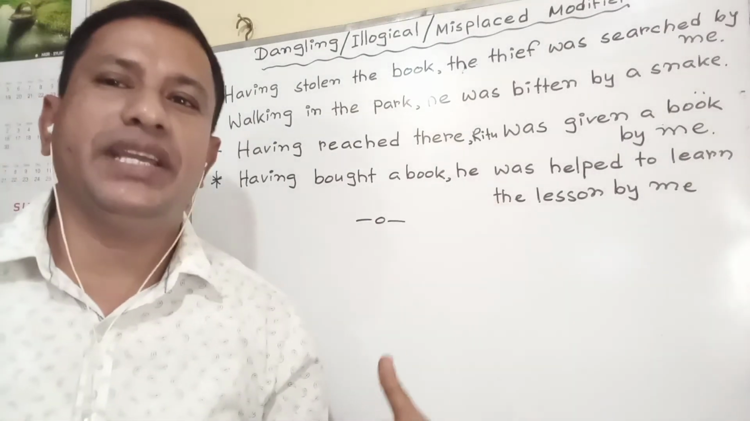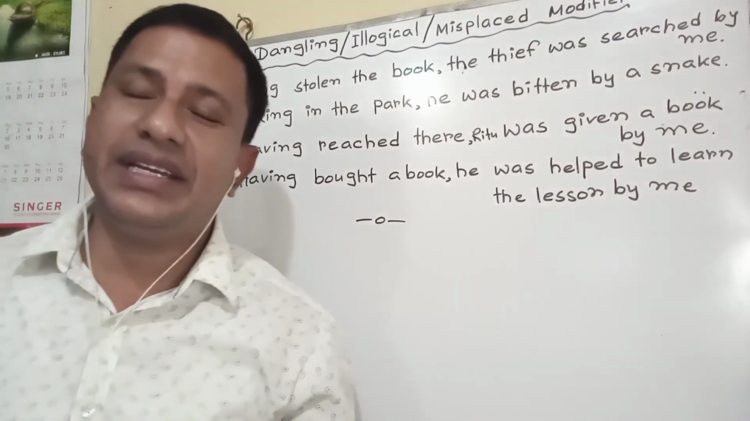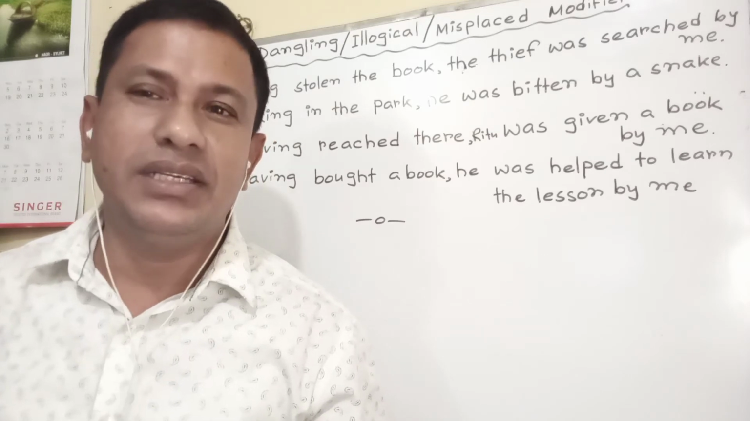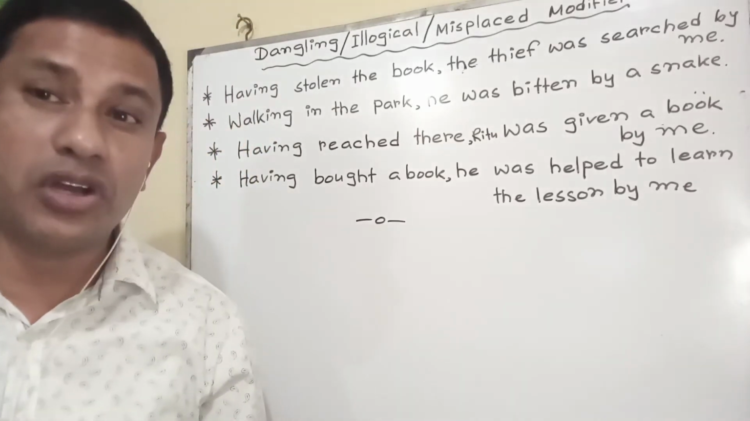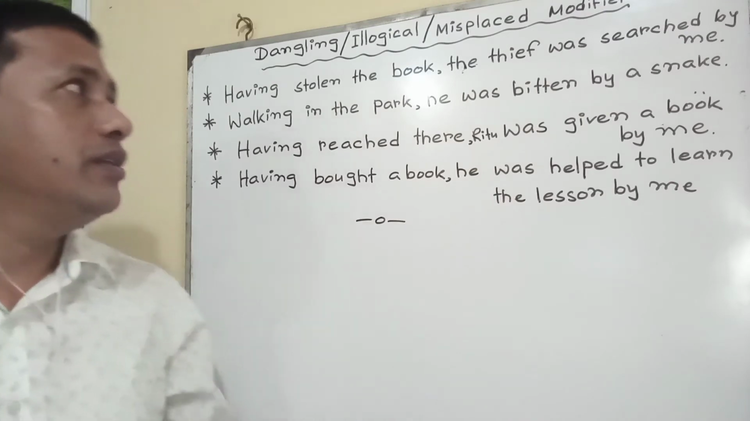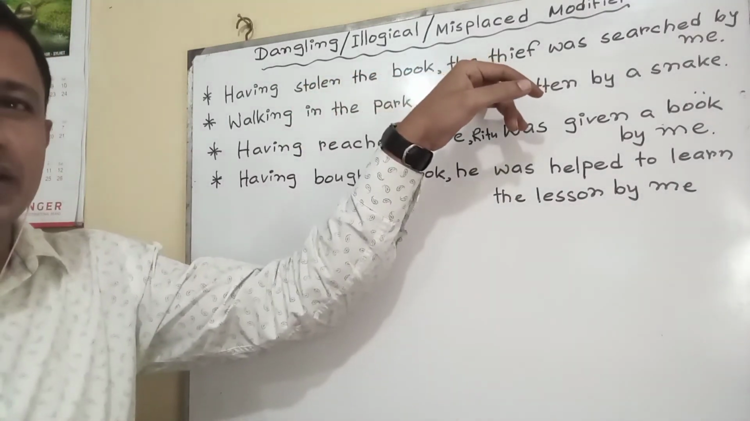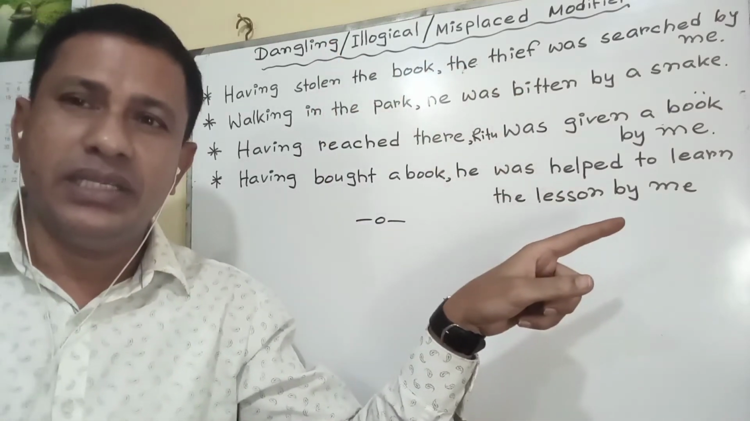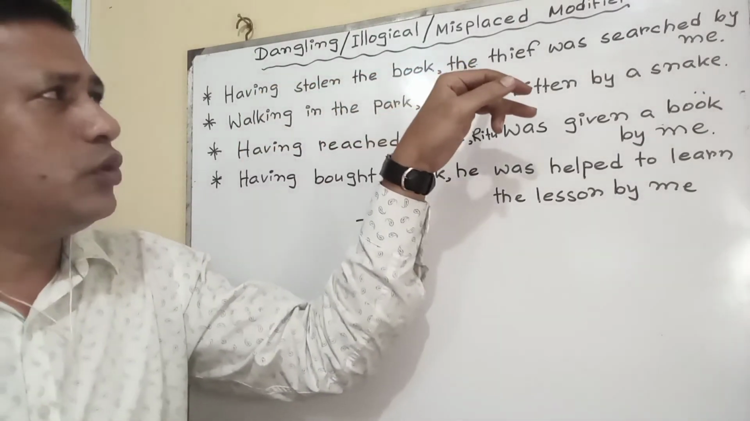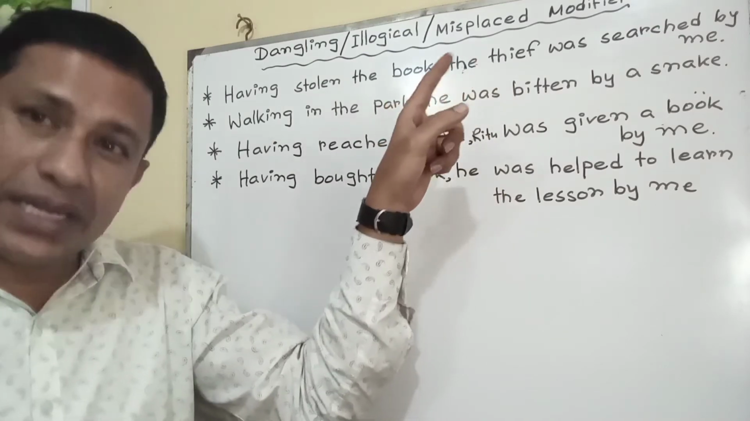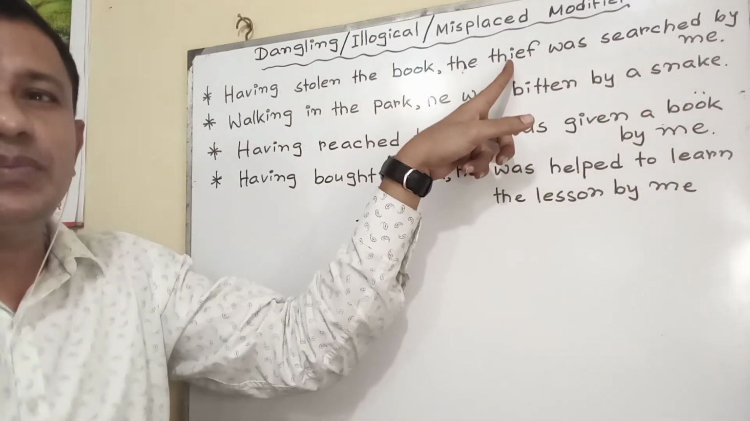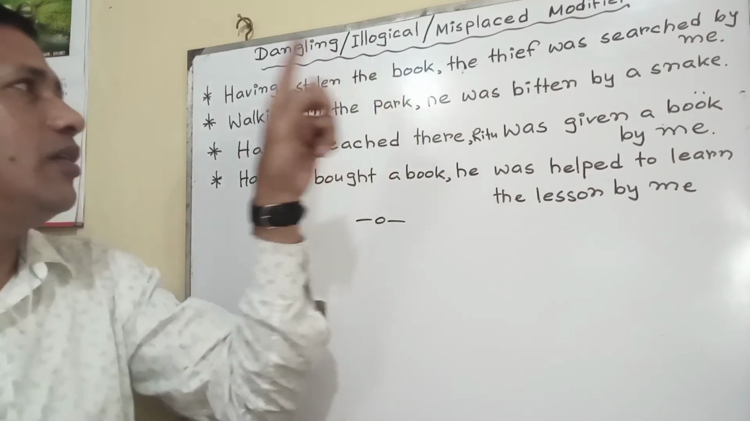That's all. I would like to repeat it again. What is a modifier? A modifier is a word or phrase or clause that modifies another word or phrase or a clause. What is a dangling, illogical or misplaced modifier? When you see that a modifier placed beside a subject doesn't modify the subject, rather it modifies another one, at that time it is called dangling. Such as, having stolen the book, the sentence should be I searched for the thief. But here see, the thief was searched by me. That means this modifier is not modifying this one, rather it is modifying this person. That's why it is illogical or misplaced or dangling.